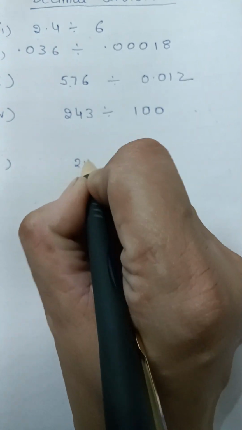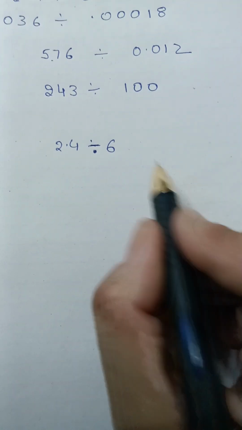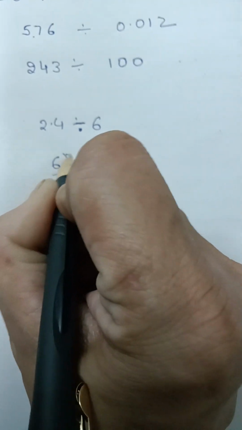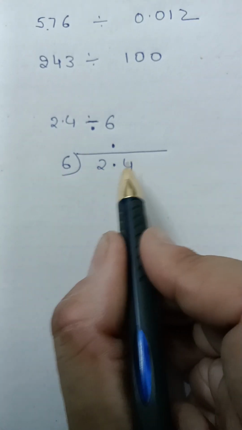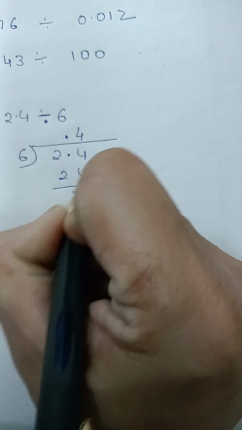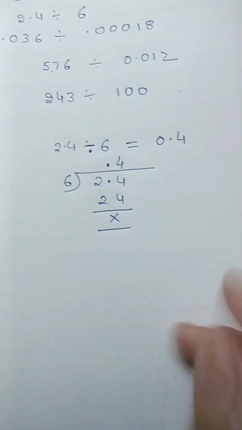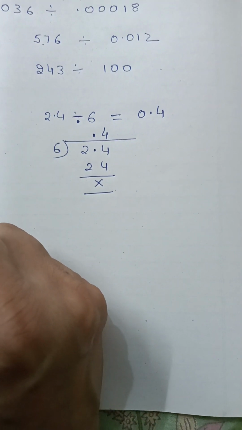simple way to solve them. For example, the first question is 2.4 divided by 6. Now you must look that the divisor should be free of decimal. Here the dividend is 2.4 and the divisor is decimal free, so I can simply use a division bracket and put a decimal above the decimal. Now I can go for the table. 6 4s are 24 and I have my answer. The answer is 0.4.